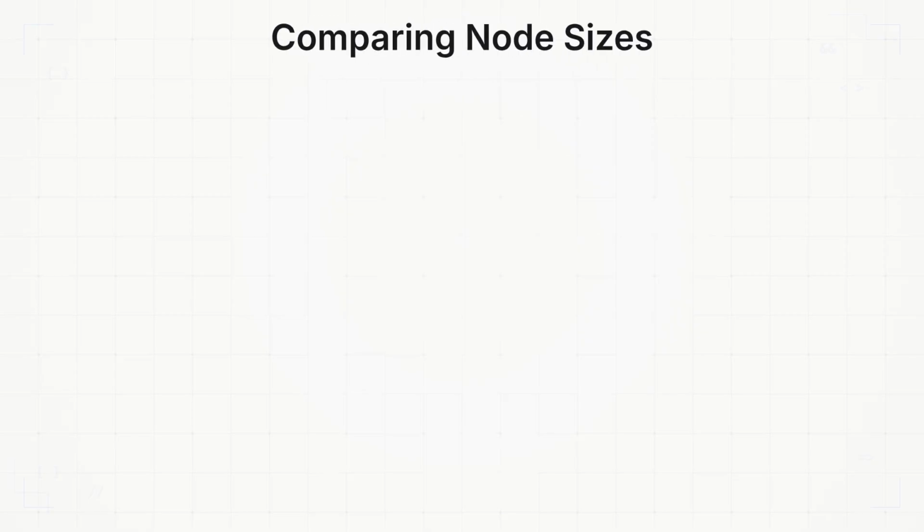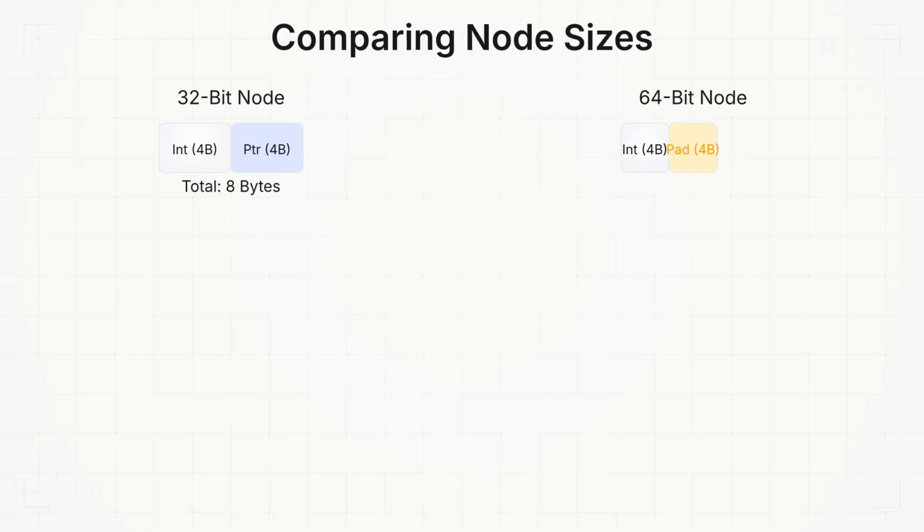Let's visualize a simple linked list node holding a single 32-bit integer. In a 32-bit world, the node contains 4 bytes for the integer and 4 bytes for the next pointer. Total, 8 bytes. Now look at 64-bit. The integer is still 4 bytes, but the pointer is now 8. But it gets worse. Due to memory alignment rules, the CPU prefers data to start at multiples of 8. So the compiler adds 4 bytes of padding to keep things aligned. Suddenly, that 8-byte node has ballooned to 16 bytes. You are now using twice as much memory to store the exact same information.